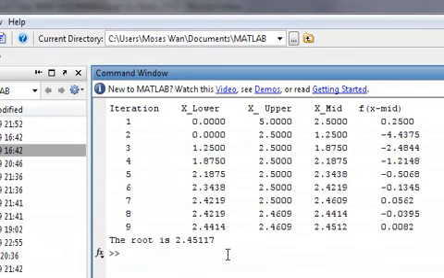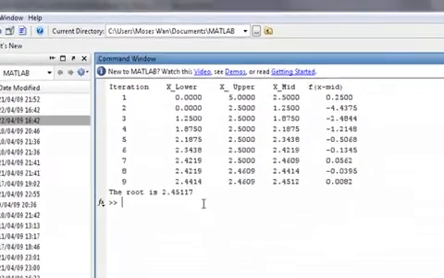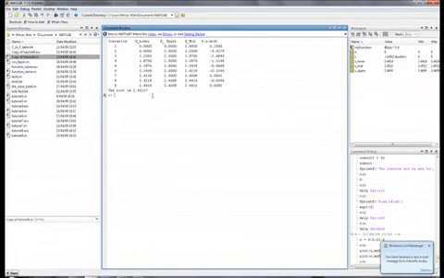So that's how we do the bisection method in MATLAB. If you have any questions, just contact me. I know this is quite a hard concept to grasp, so if you need help, just contact me.